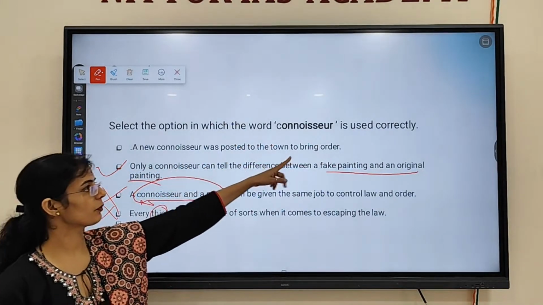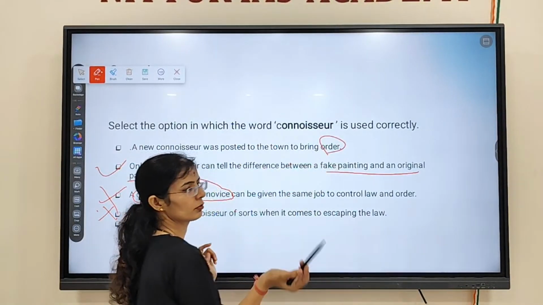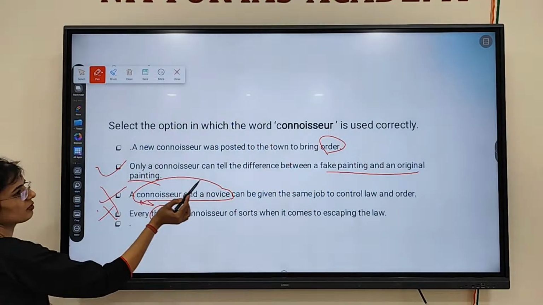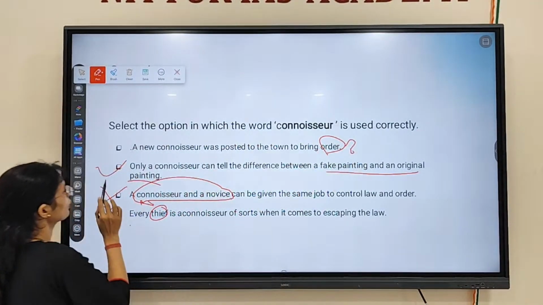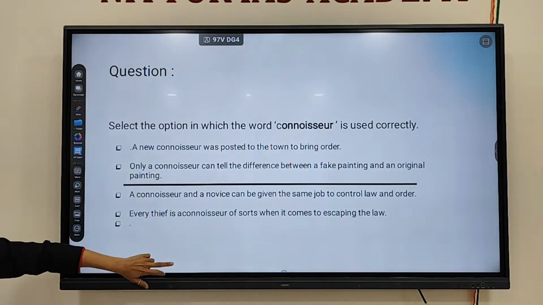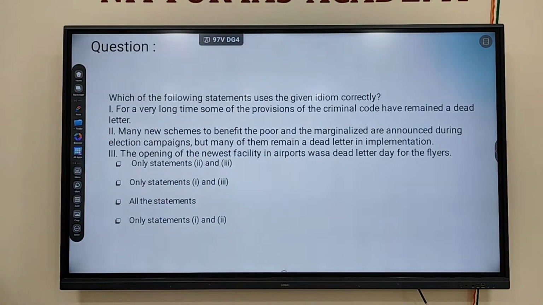A connoisseur was posted in the town to bring order. What order? Which kind of order? Again, this sounds a little bit incomplete. So we cannot accept this one. The correct answer will be a smart person, or intelligent, or a knower, or a person with good taste in painting.